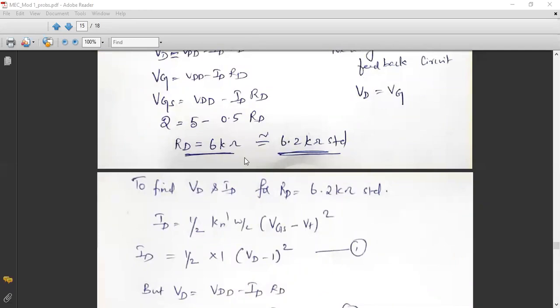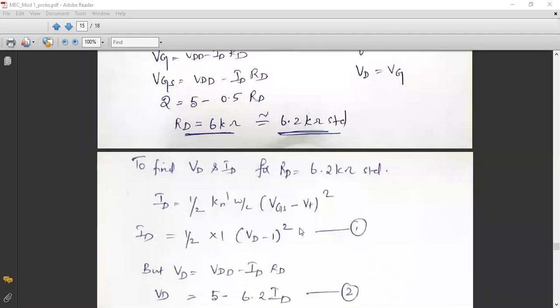Even though as per the design you got 6 kilo ohm, you are not actually using that 6 kilo ohm while implementing the circuit diagram. Instead of 6 kilo ohm, you have used 6.2. So there is obviously some difference, right? So corresponding to the 6.2 kilo ohm, what will be the new value of ID and VD that you are going to find out now?